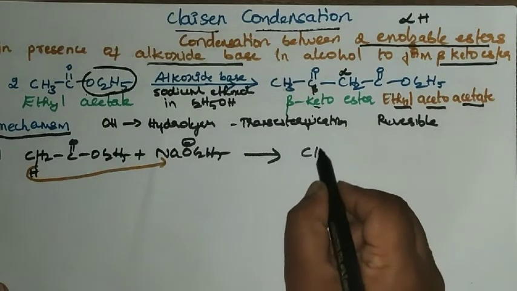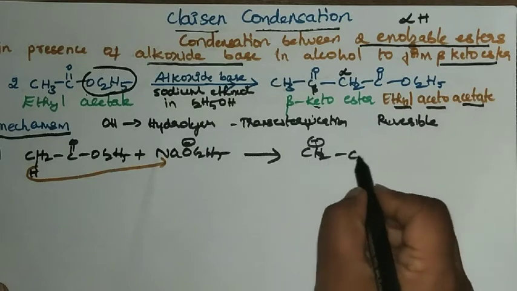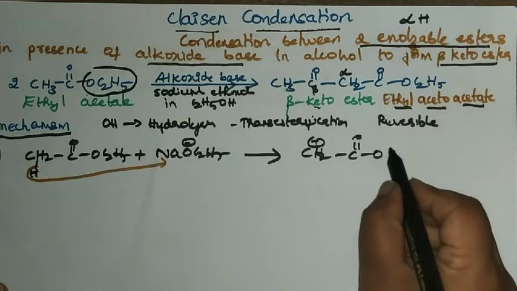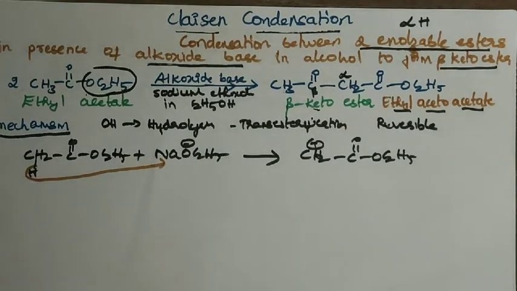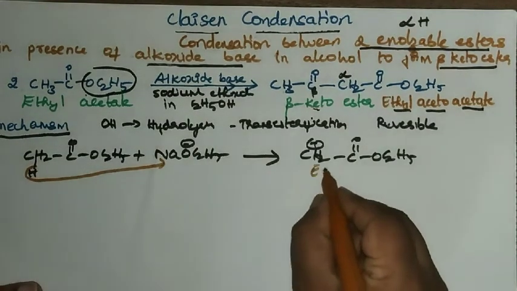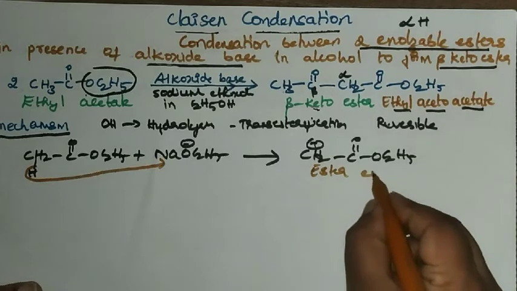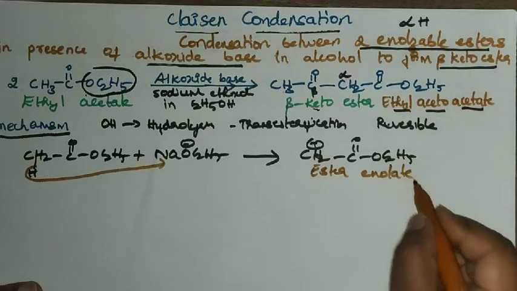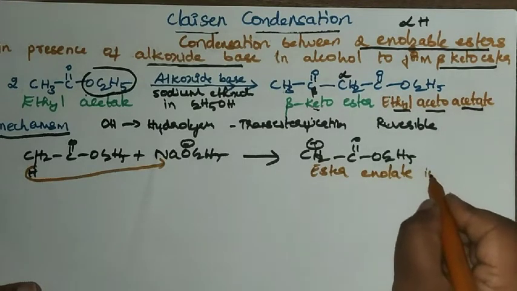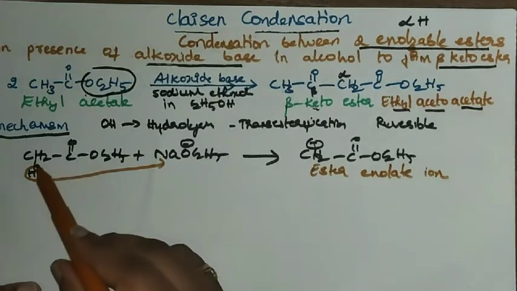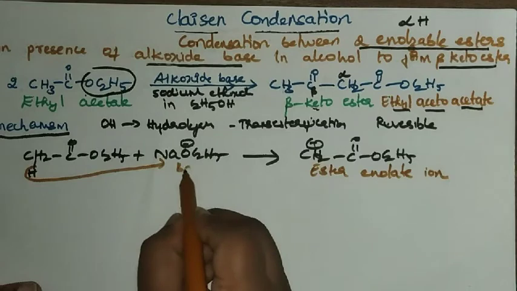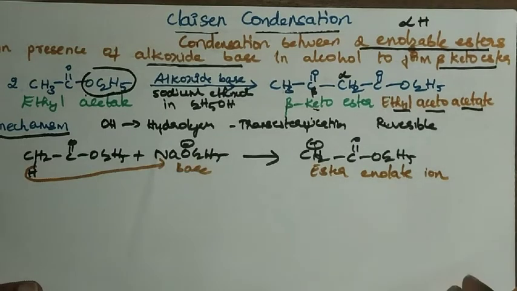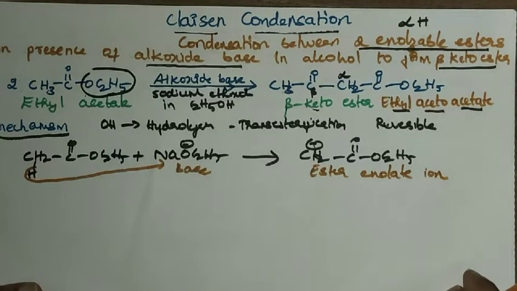The alpha hydrogens are abstracted by ethoxide ion and it will give rise to the nucleophile, that is the carbanion, CH2 minus C double bond O C2H5. So this carbanion is also called an ester enolate. The ester enolate ion is formed from the ester molecule when alpha hydrogen goes off by the base. So this is the first step involved in the Claisen condensation.